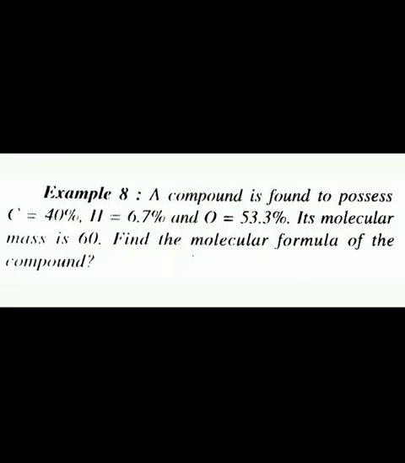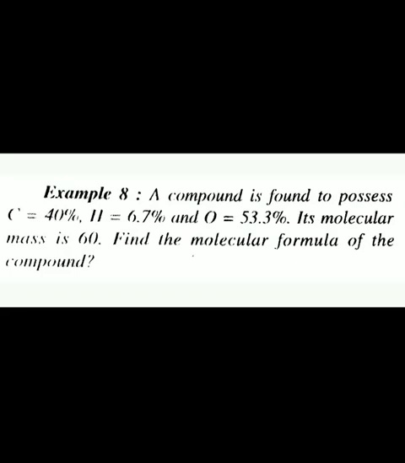The next one, see one more example you have to find out. See how will you find out that molecular mass? Okay, that is the molecular formula of the compound. So let's discuss. One question is given. See here, a compound is found to possess carbon equal to 40%, hydrogen equal to 6.7%, oxygen equal to 53.3%. Its molecular mass is given, and you have to find out what? Empirical formula and molecular formula.